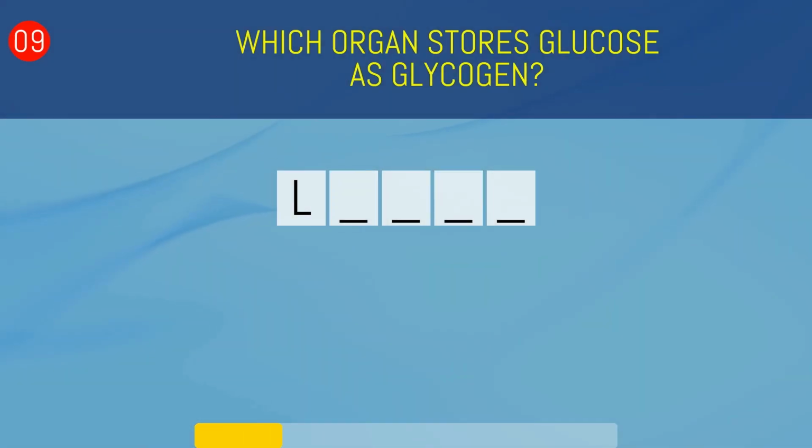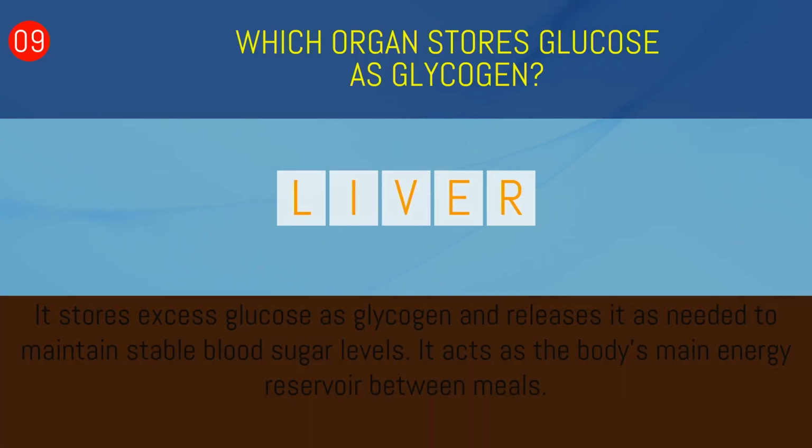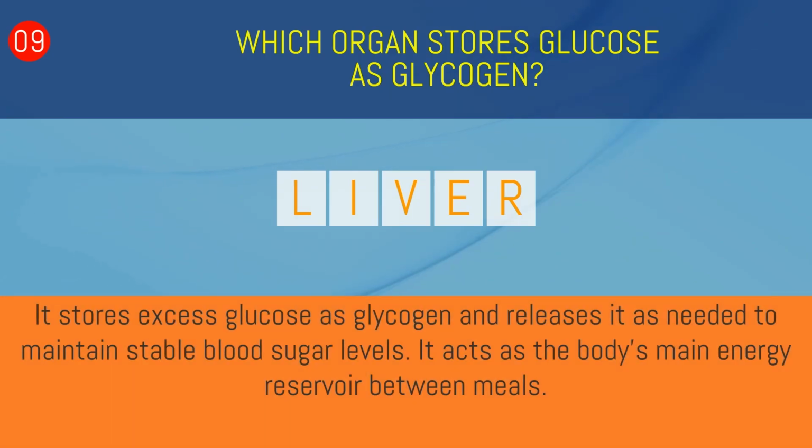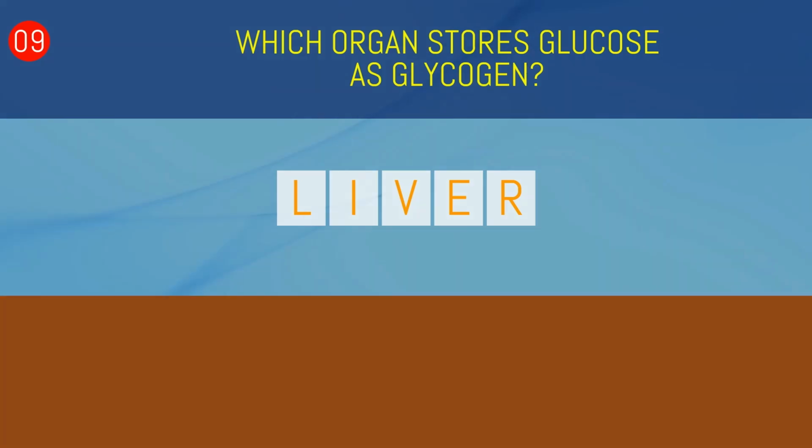Which organ stores glucose as glycogen? Liver. It stores excess glucose as glycogen and releases it as needed to maintain stable blood sugar levels. It acts as the body's main energy reservoir between meals.